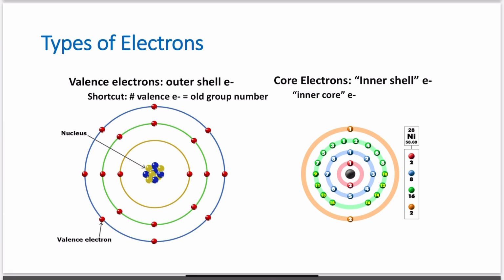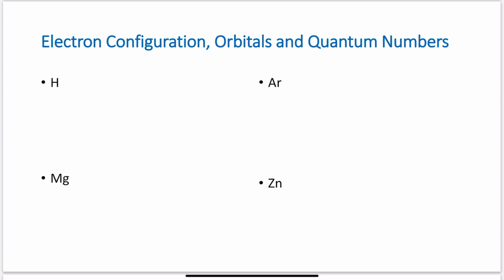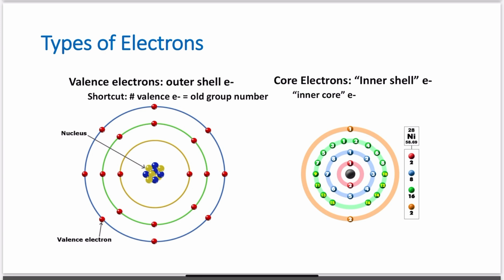A couple of things you need to understand are valence electrons and core electrons. Valence are your outer shell. They're your highest energy level. Core electrons are your inner shell or inner core electrons. So you can see here, like nickel, this is why nickel really, really likes to form plus two. It wants to lose these two valence electrons. It's very happy to do so, and it wants to lose them.